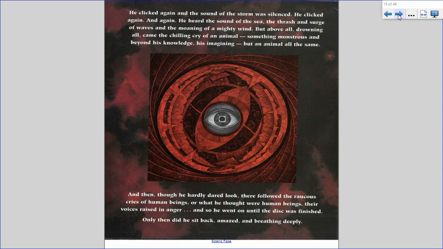He clicked again, and the sound of the storm was silenced. He clicked again, and again. He heard the sound of the sea, the thrash and surge of waves, and the moaning of a mighty wind. But above all, drowning all, came the chilling cry of an animal, something monstrous and beyond his knowledge, his imagining, but an animal all the same. And then, though he hardly dared look, there followed the raucous cries of human beings, or what he thought were human beings, their voices raised in anger, and so he went on until the disc was finished. Only then did he sit back, amazed and breathing deeply.